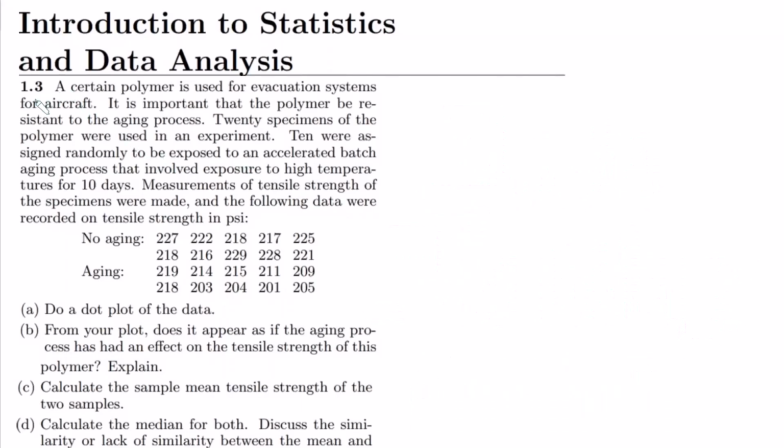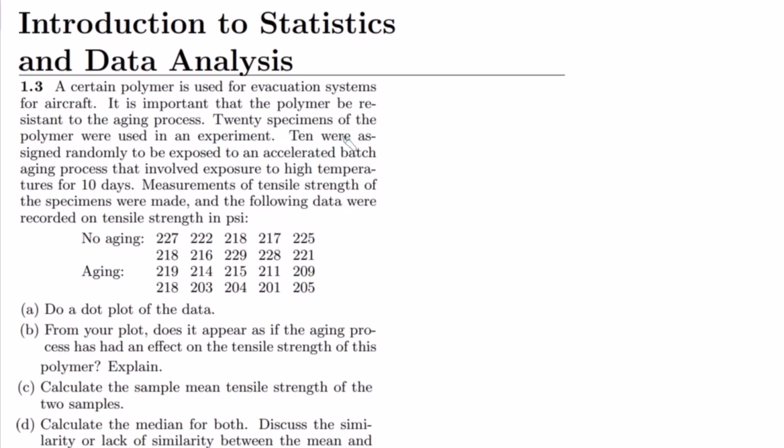So this is question 1.3 of our book, which is Introduction to Statistics and Data Analysis. Okay. So let me read this statement here. A certain polymer is used for evacuation systems for aircraft. It is important that the polymer be resistant to the aging process which occurs with the passage of time.